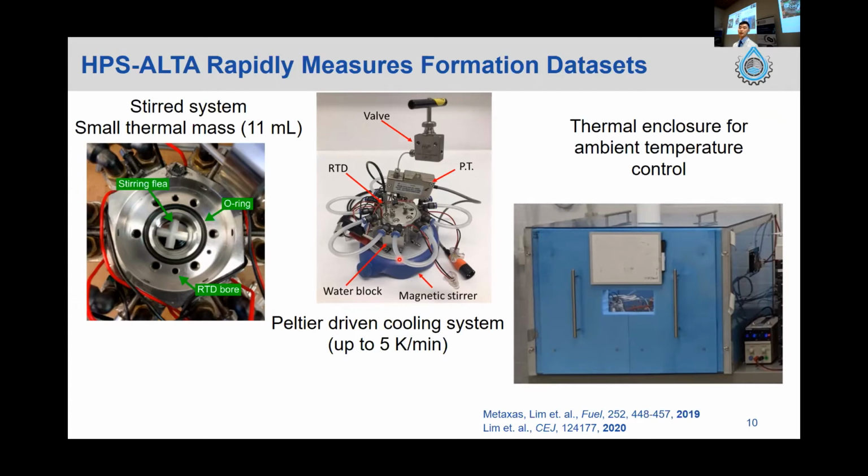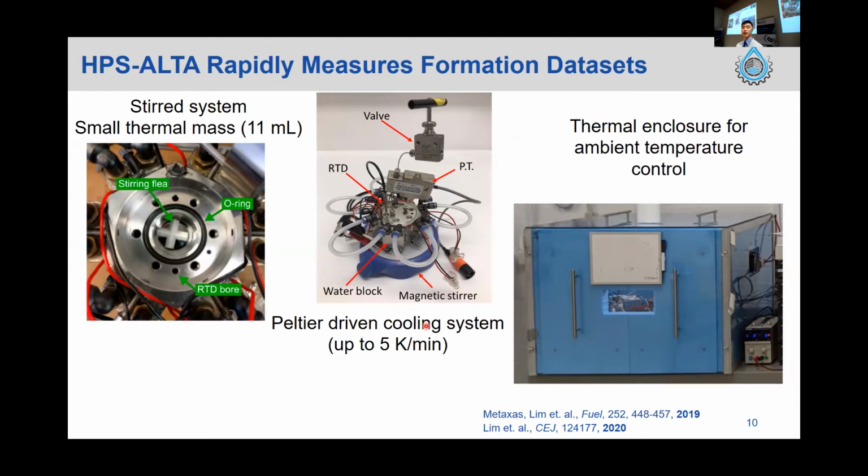We place them and run experiments within a thermal enclosure. Previously we ran in an oven. The reason we are using a thermal enclosure is that it is much cheaper, and it ensures that the ambient temperature is controlled, as well as minimizing condensation when the temperature gets too low.